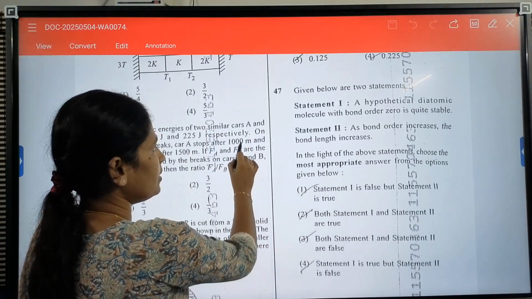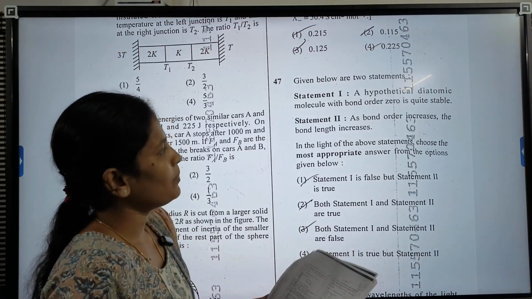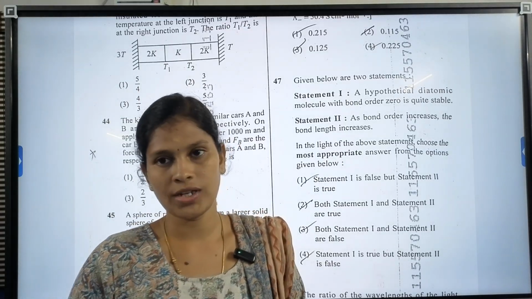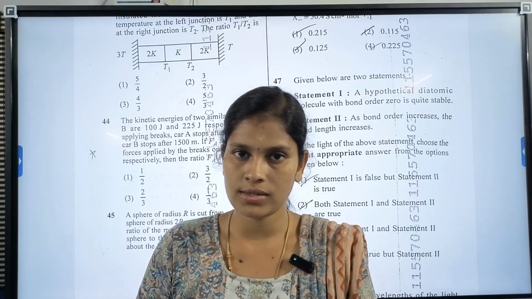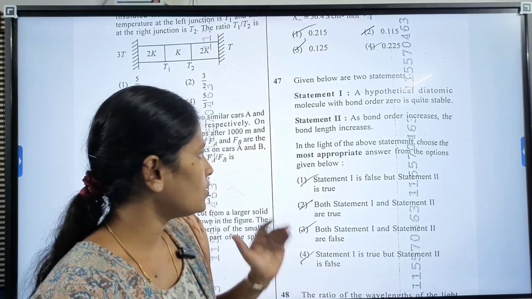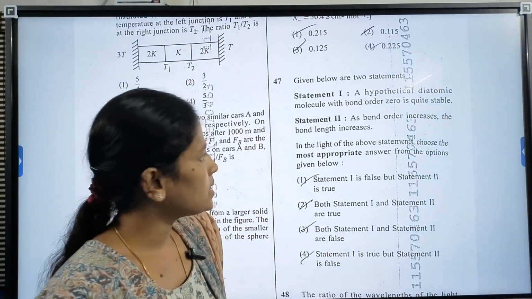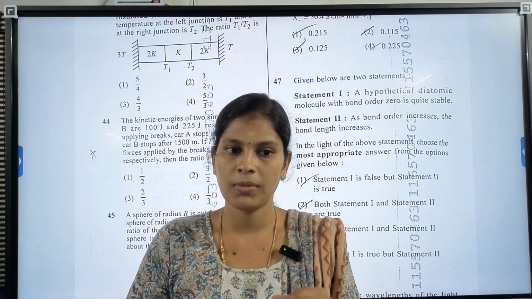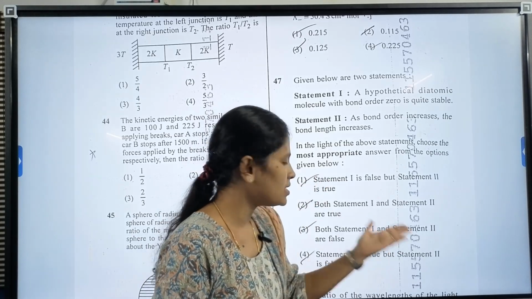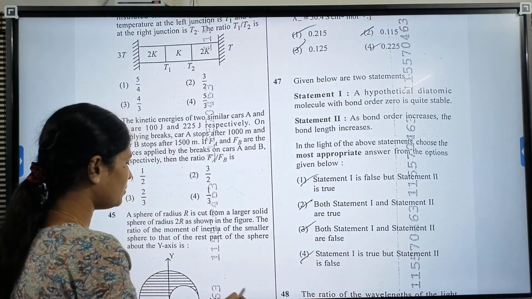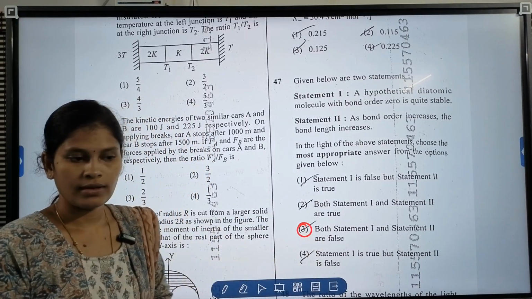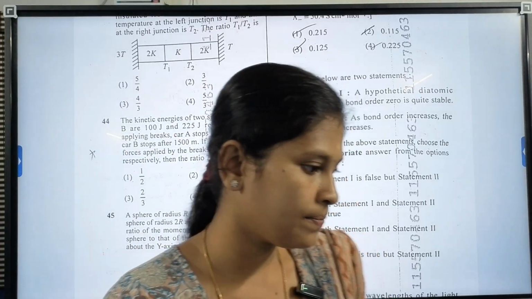47. Given below are two statements. Statement 1: a hypothetical diatomic molecule with bond order 0 is quite stable. Actually, bond order 0 means the molecule will not exist, so the molecule is not stable. So statement 1 is not correct. We go to the second statement: bond order increases means bond length will decrease, but here it is given as increase. So that is also not correct. So we can go with both the statements are false here. Both the statements are false. Okay, so the next question here.